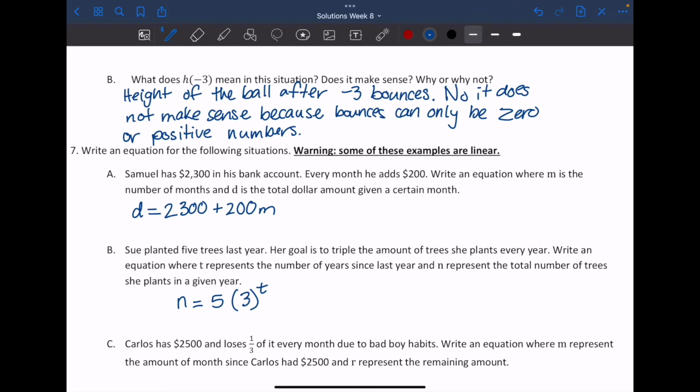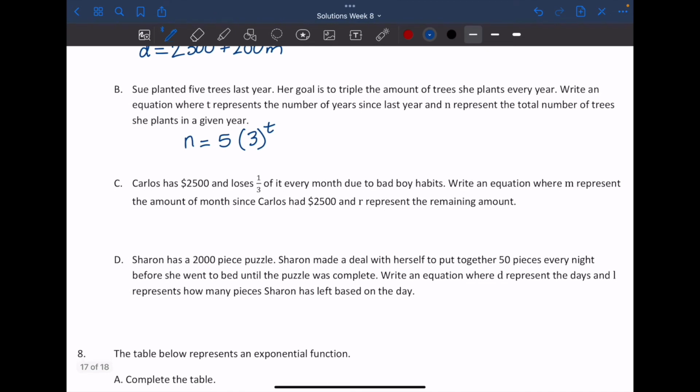Okay. Then question C, Carlos has $2,500 and loses 1/3 of it every month due to bad habits. That's a weird way of phrasing that, but okay. Write an equation where M represents the amount of months since Carlos had $2,500. So we're going to use M represents the months and R represents the remaining. So the remaining amount of money is going to be equal to his starting amount. But if he's losing 1/3, that means he's keeping 2/3. So we're going to have to the power of 2/3, and then M is the number of months.